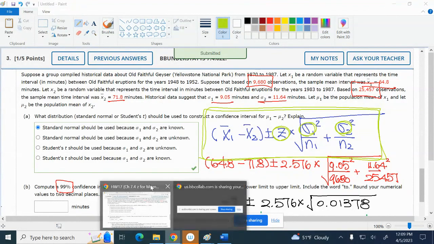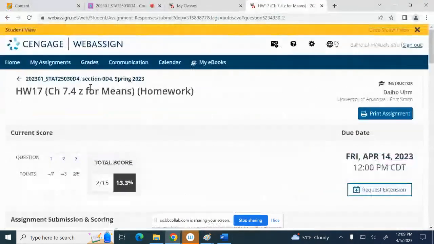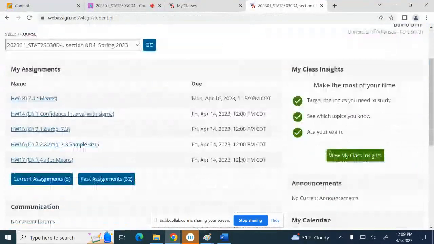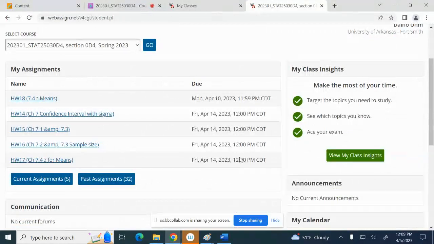When I go back to the homework, see, already I posted homework number 18. It's today's one, but Friday we don't have class, so it will be due next Monday. And already I reopened 14, 15, 16, and extended the due date of 17 until next Friday, noon.